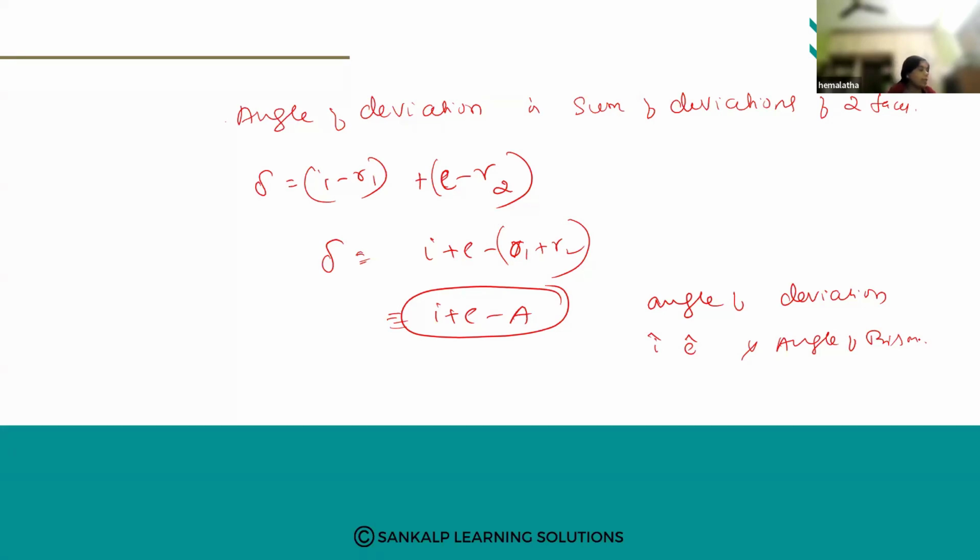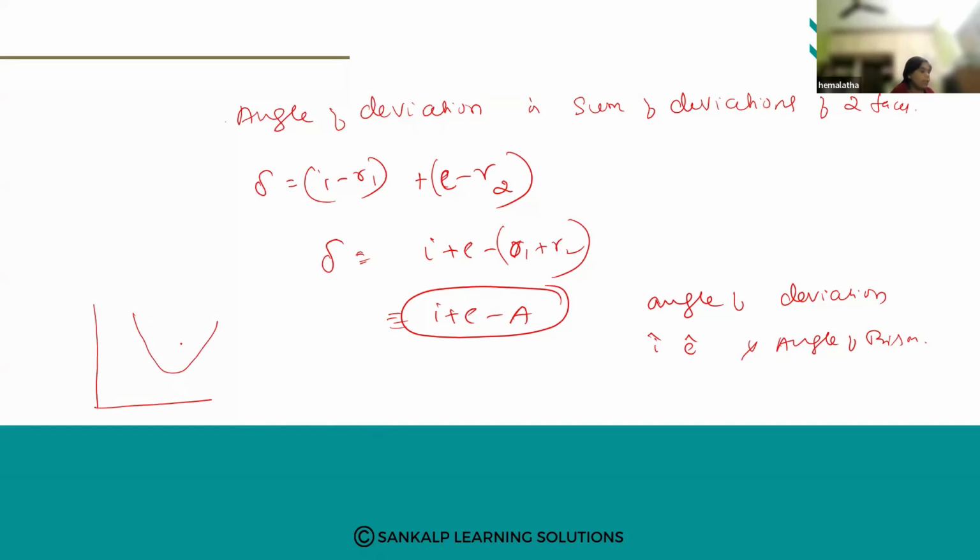Suppose you increase the angle of incidence. I drew one graph for this. See, it appears like this. It is less, it becomes minimum.